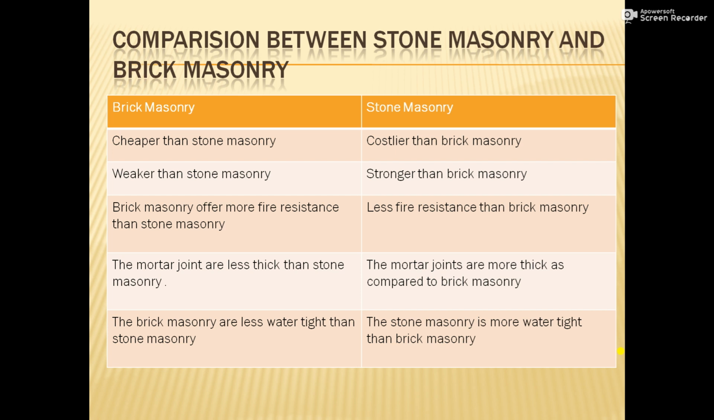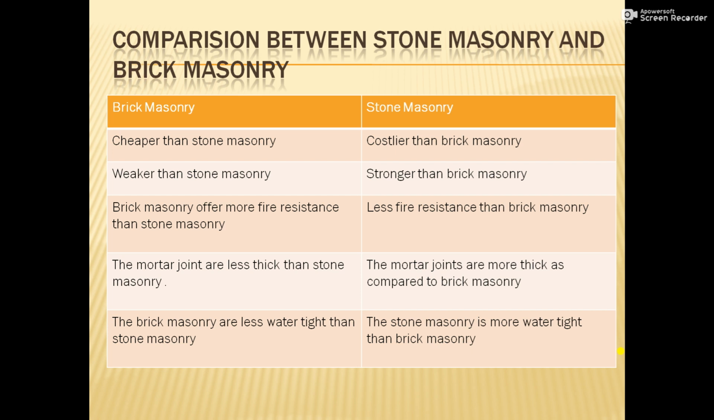Whereas in the case of construction of stone masonry we are using different types of quarry stones, and for those stones we have to make the dressing properly so that it will look better from front and back. So stone masonry is costlier as compared to brick masonry, and brick masonry is cheaper as compared to stone masonry.